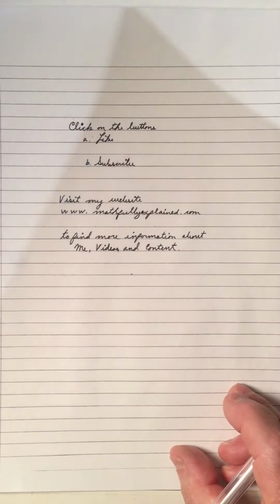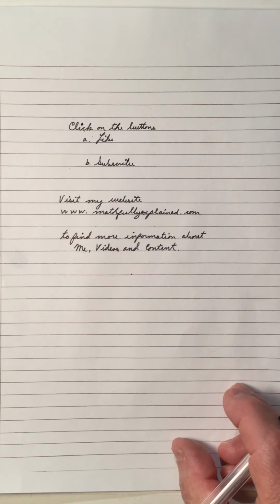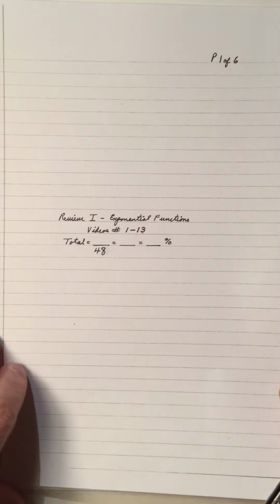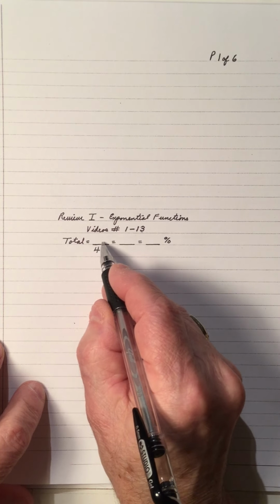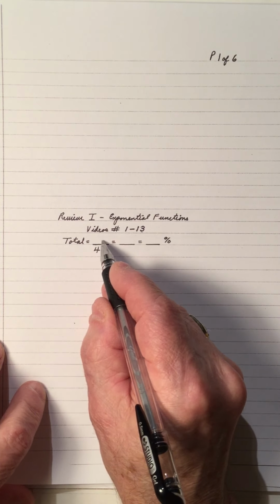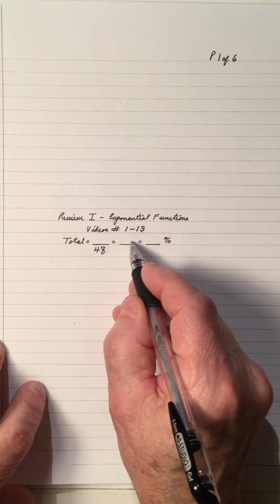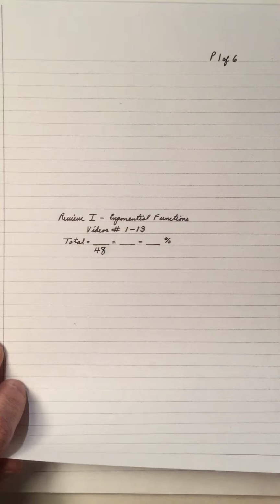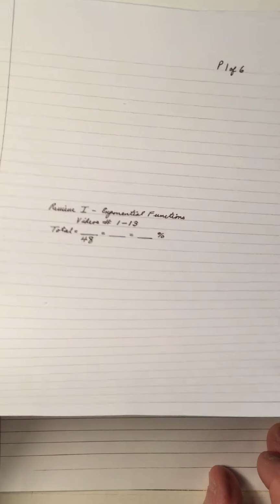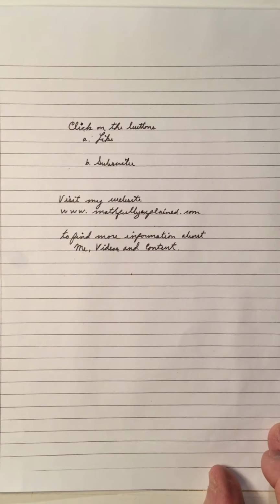Total all your sheets on the bottom. And when you do, go back to the first sheet and notice that you have the total is at a 48. Put your total of 48 over the denominator, divide it, convert it to a decimal, move your decimal 2 places to the right, and you have your percent. And hopefully, in the first 13 videos, you know what the exponential function is doing.